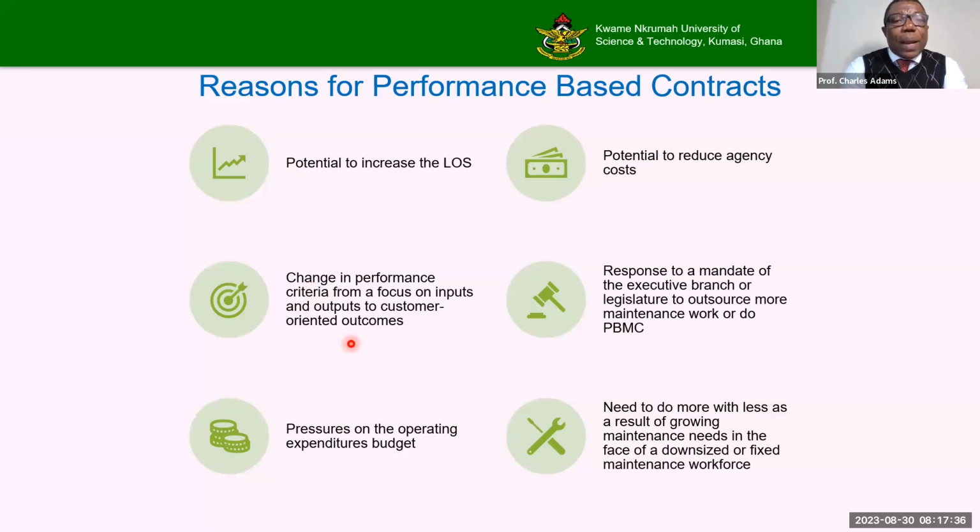Now, here we're also talking about changing performance criteria from a focus on inputs, which is what we do in our traditional contracts, and outputs, to customer-oriented outcomes, customer satisfaction. So when we're doing this, we are more concerned about the customer, and at the end of the day, we want to be able even to do a study to show the impact the road has made to the people who use the road, by using a questionnaire or some other means, not what the road provider is saying, but what the customers also think about what is happening.